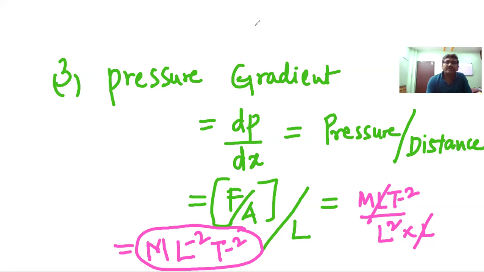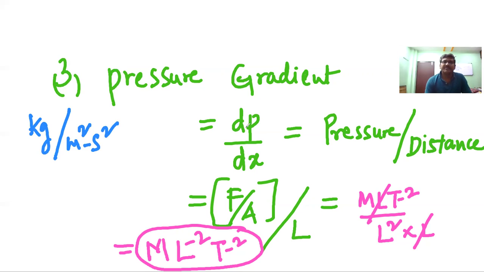Observe this. If you look at this pressure gradient, you can express it in terms of simple units. What are the simple units? Mass is kg, per L, which is meter square, and second square. kg per meter square second square. This is a simple expression.